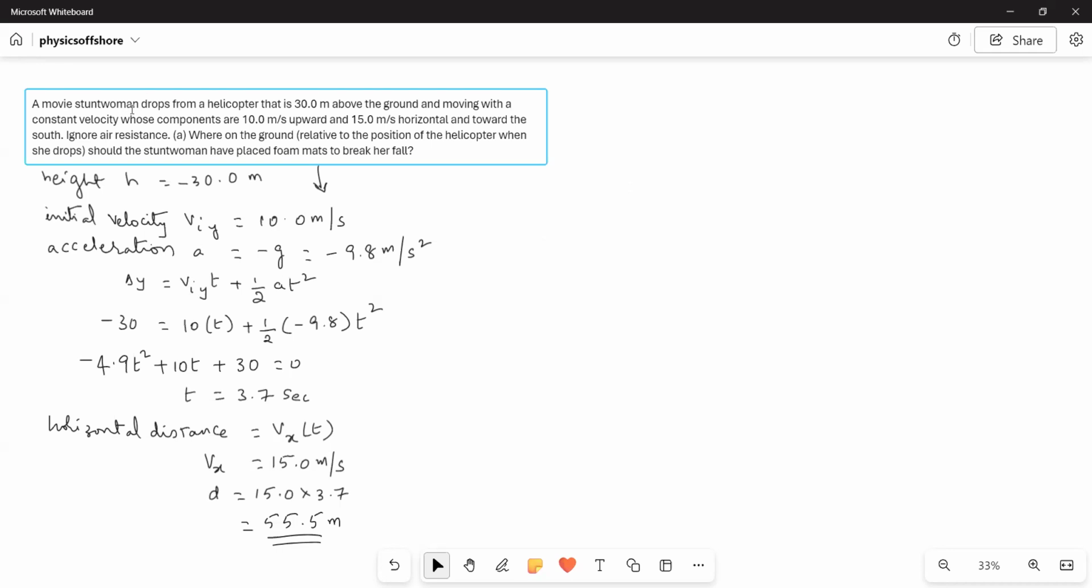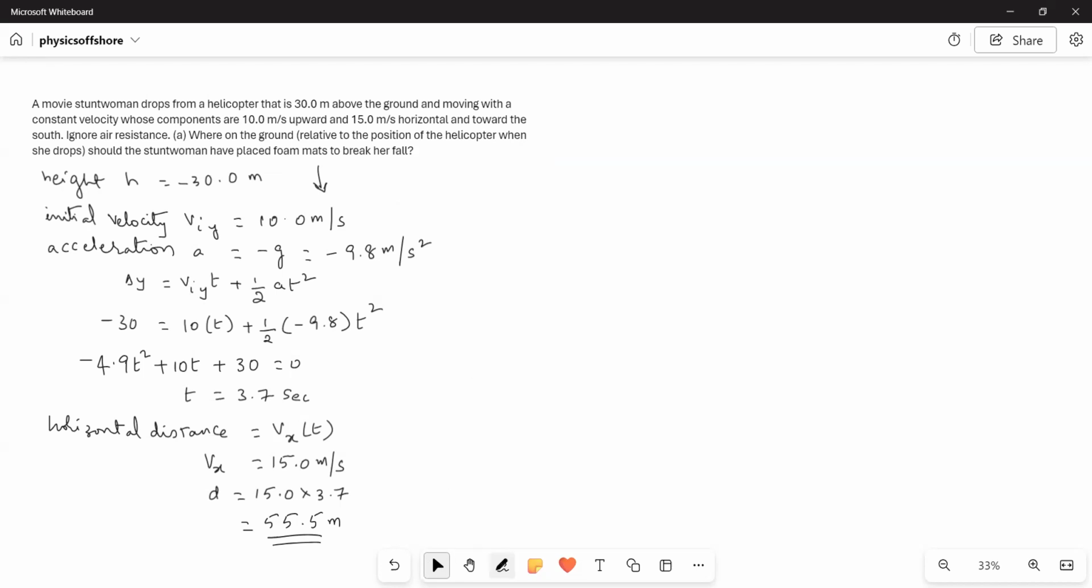A movie stunt woman drops from a helicopter that is 30 meters above the ground and moving with a constant velocity whose components are 10 meters per second upward and 15 meters per second horizontal and toward the south. Ignore air resistance. First bit. Where on the ground, relative to the position of the helicopter when she drops, should the stunt woman have placed foam mats to break her fall?